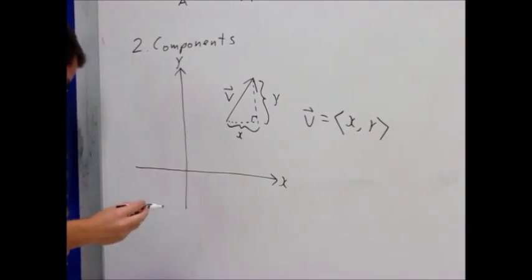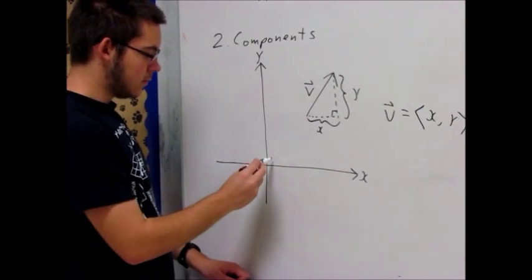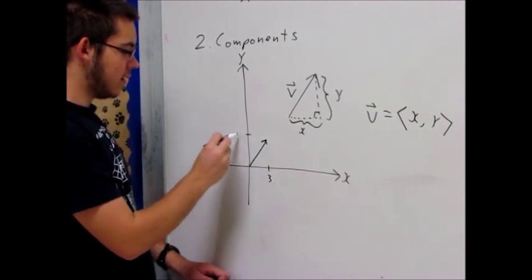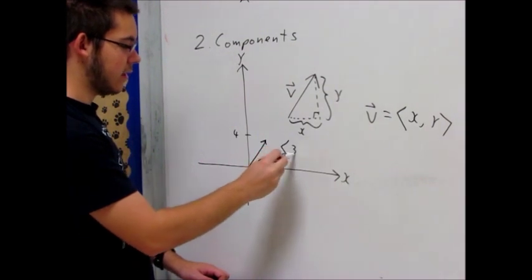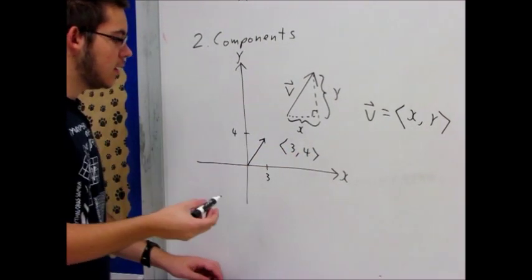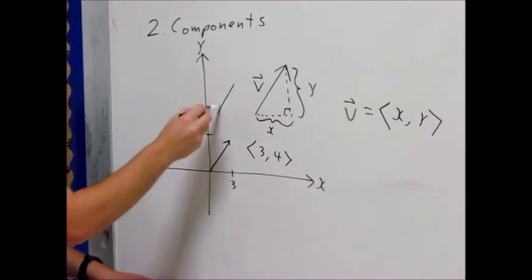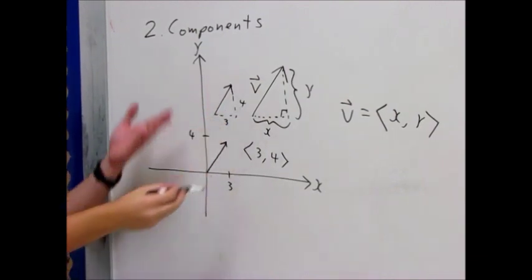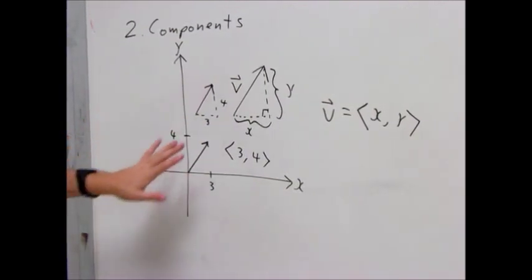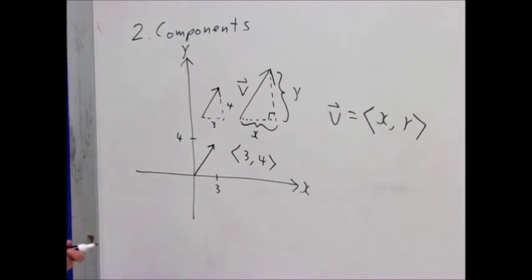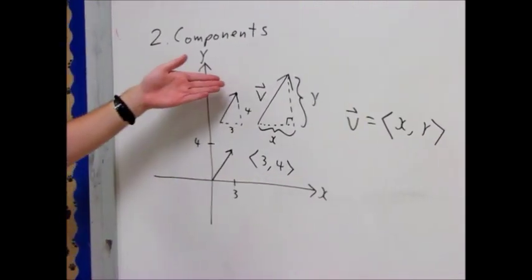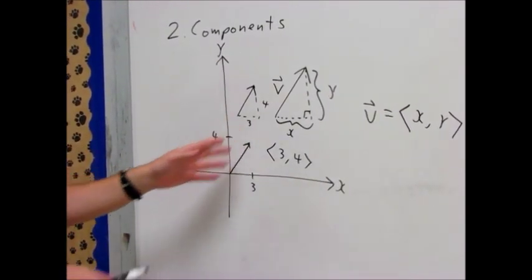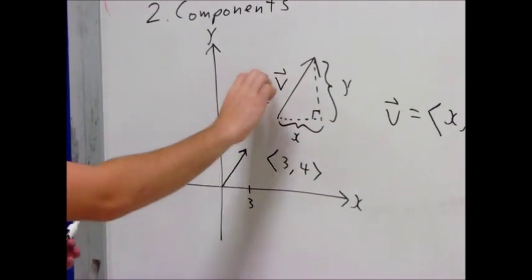If I have a vector, for example, one that goes out 3 here and 4 there, this is the vector 3, 4. And it doesn't matter if it's here, of course. I can just copy the same vector here, 3, 4, and it's still going to be the same vector. It doesn't matter where it is on the actual coordinate plane. It's still 3 and 4 because it goes 3 horizontally and 4 vertically.